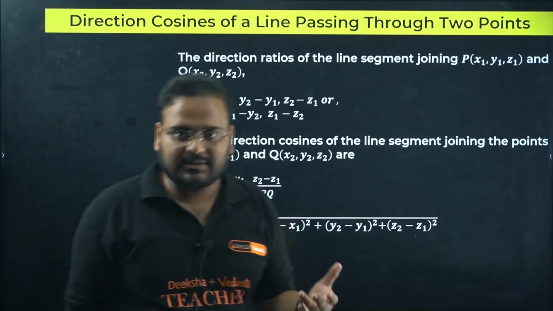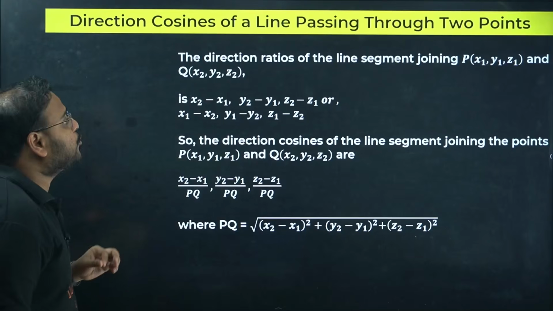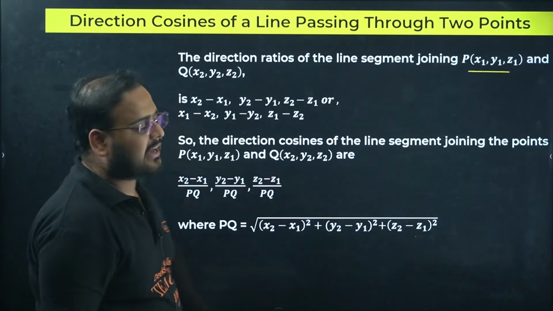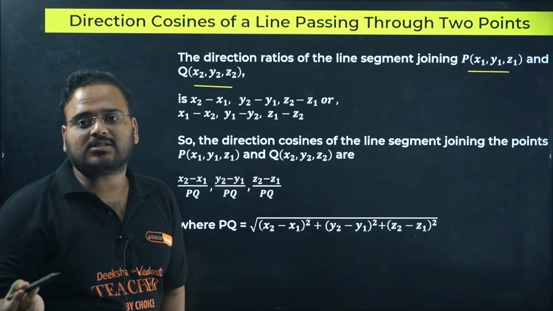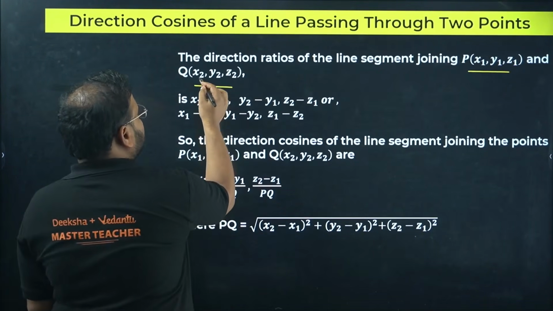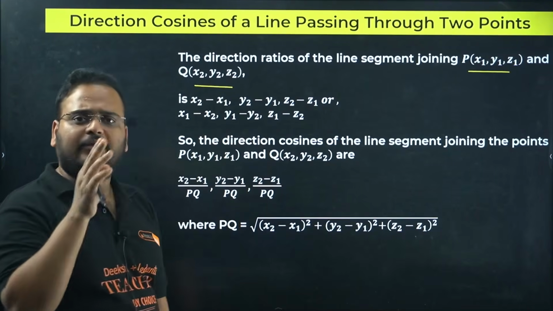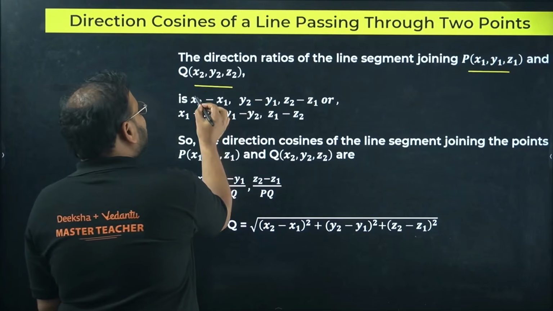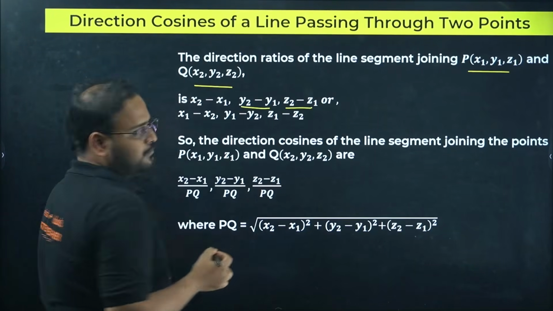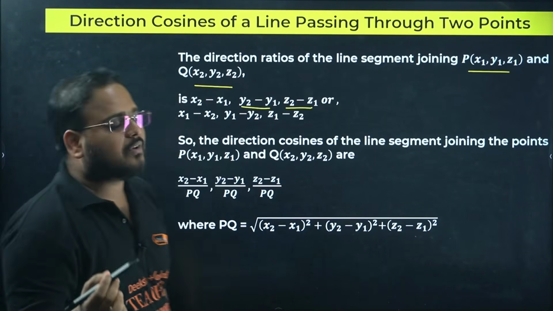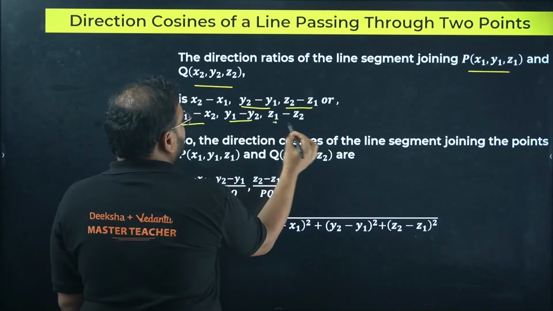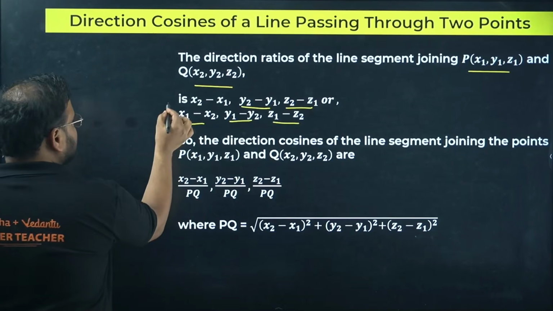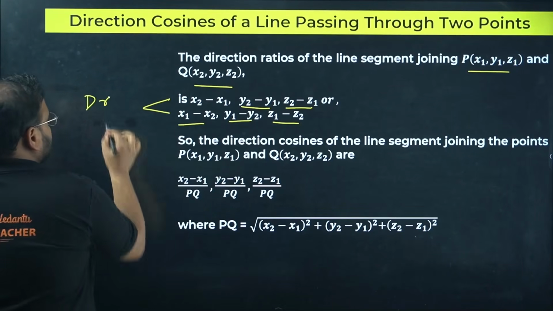Now, direction ratios of a line passing through 2 points. If you have 2 points with coordinates x1, y1, z1 and x2, y2, z2, how can you find the direction ratios? Very simple, just find the difference of these two. You can take either x1 minus x2 or x2 minus x1. Just remember, if you take x2 minus x1, the same goes for y and z also. If you're taking x1 minus x2, the same goes for y and z as well. So you can take either one, your choice. Once you have this, the values will be your direction ratios.